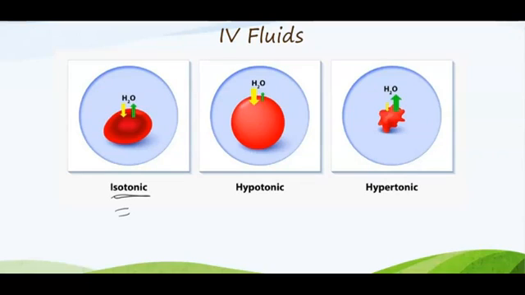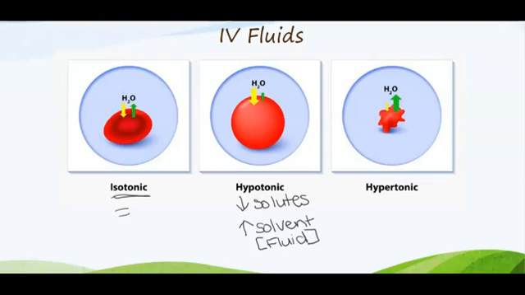A hypotonic solution is going to have a decreased number of solutes in the solution compared to the fluid, as well as compared to what we're seeing in the person's body. So a hypotonic solution has a decrease in the amount of solutes in comparison to fluid than what we typically see going through our bloodstream.